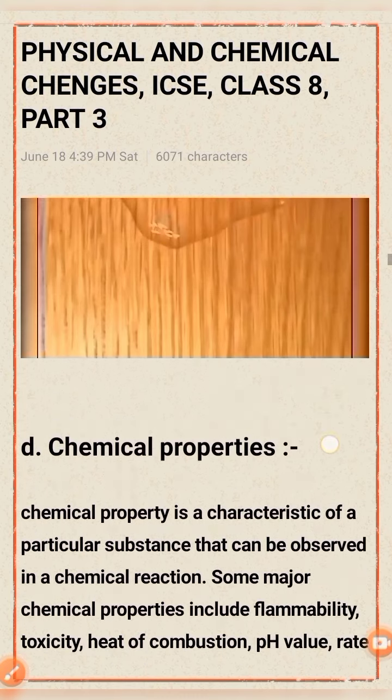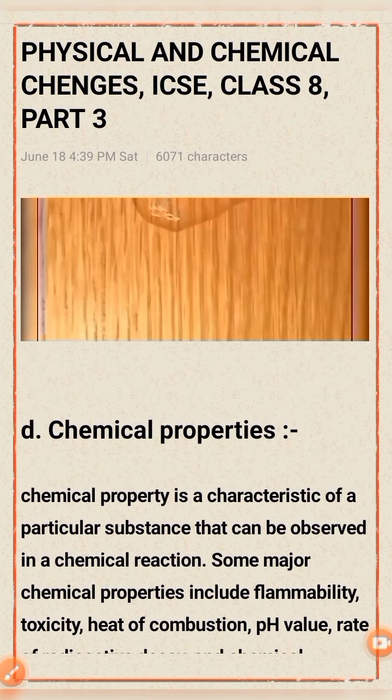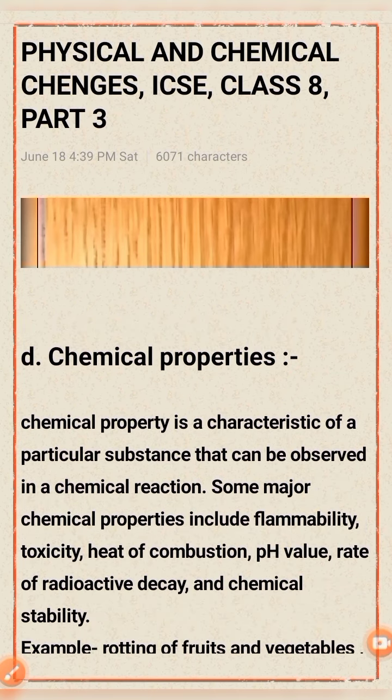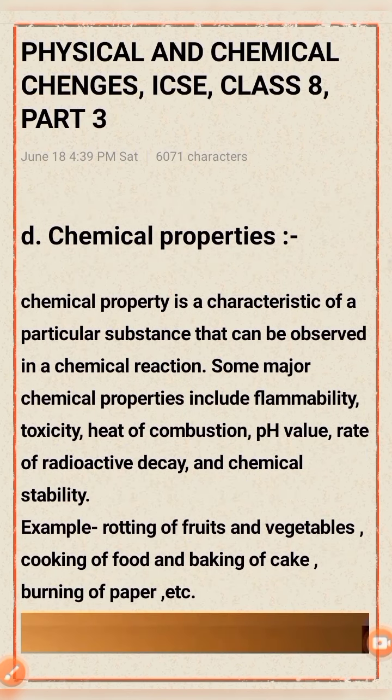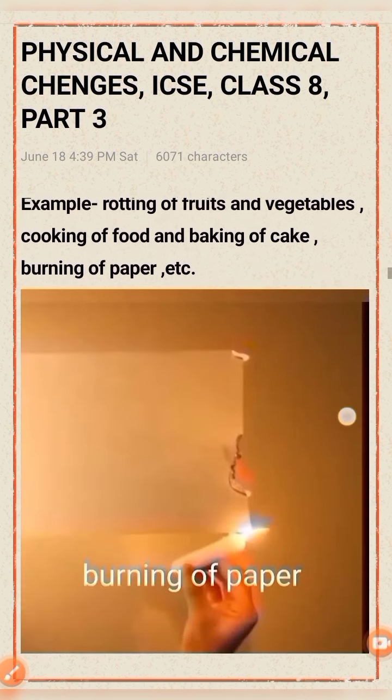Next, chemical property. A chemical property is a characteristic of a particular substance that can be observed in a chemical reaction. Some major chemical properties include flammability, toxicity, heat of combustion, pH value, rate of radioactive decay, and chemical stability. Example, rotting of fruits and vegetables, cooking of food and baking of cake, burning of paper, etc.